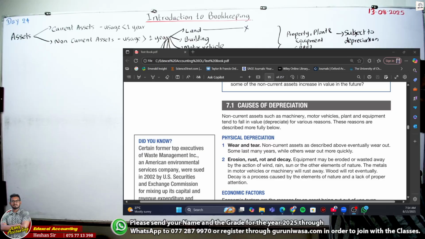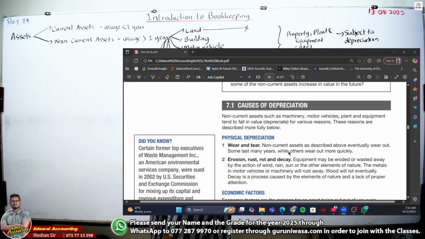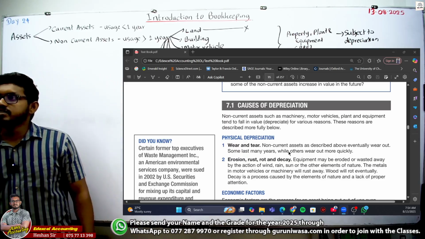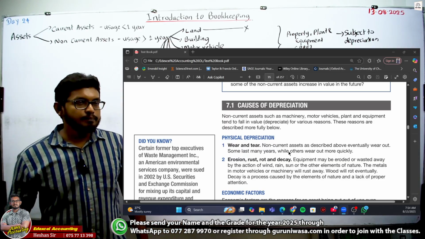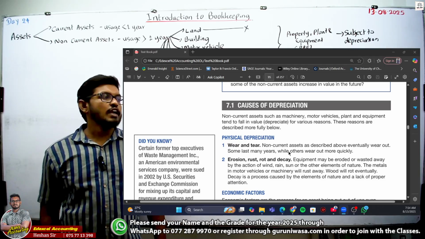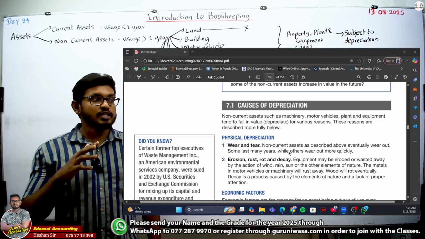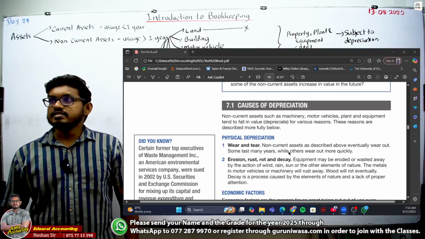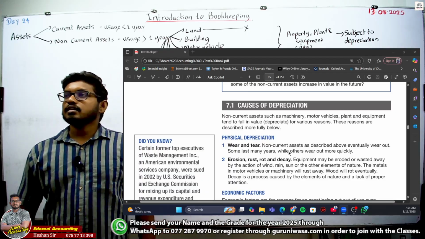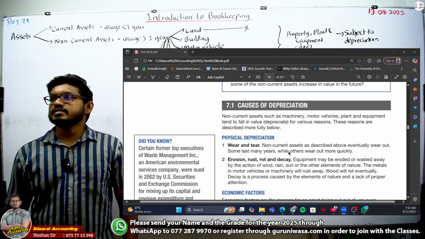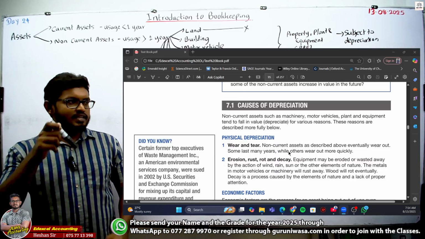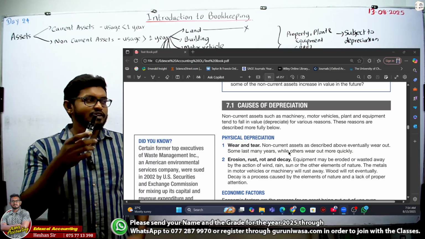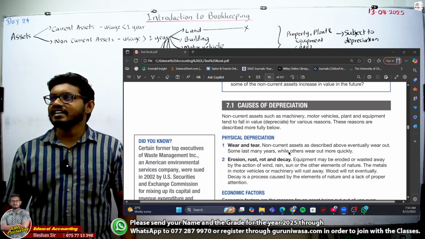Causes of depreciation. Non-current assets such as machinery, motor vehicles, plant and equipment tend to fall in value, depreciate, for various reasons. Simply, depreciation means a fall in the value, not the market value. Market value is a separate thing, I told you. These reasons are described more fully below. Physical depreciation. Physical means you can see it, like physical. Now think this pen. You can see the physical depreciation. Why? Because of wear and tear.